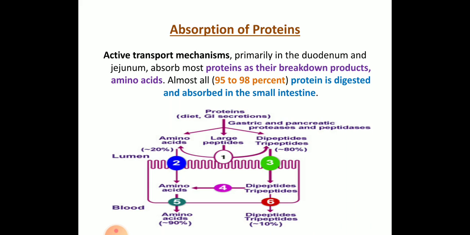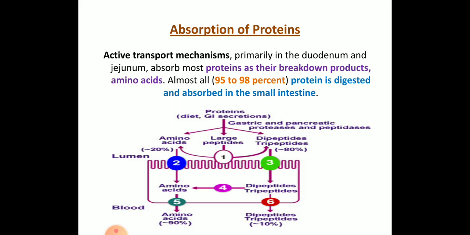You know what we mean by active transport and passive transport. Active transport is where energy is needed; in passive transport, energy is not needed. During this transportation, the carrier protein present in the plasma membrane of intestinal cells helps in the transportation. The carrier protein also has two binding sites, one for amino acid and one for sodium.